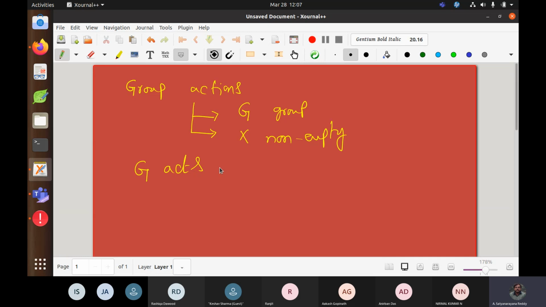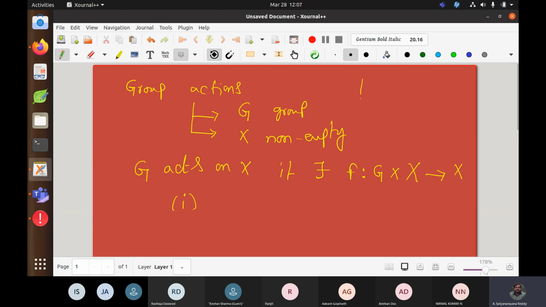G acts on X if there exists a map F from G cross X to X such that it satisfies two conditions. There are many maps from G cross X to X, but it has to satisfy some condition. Then only we say that G acts on X.